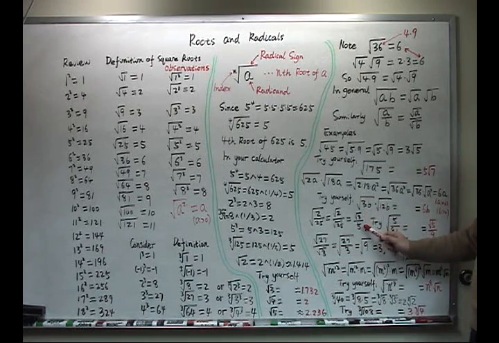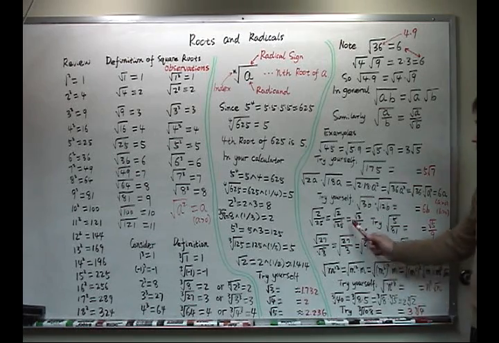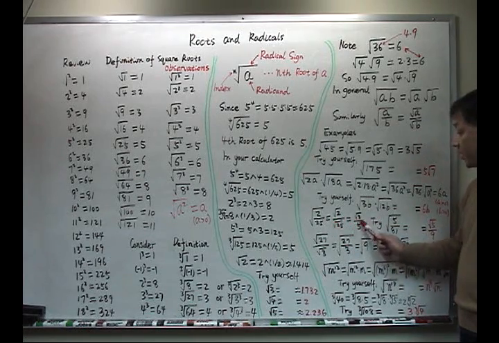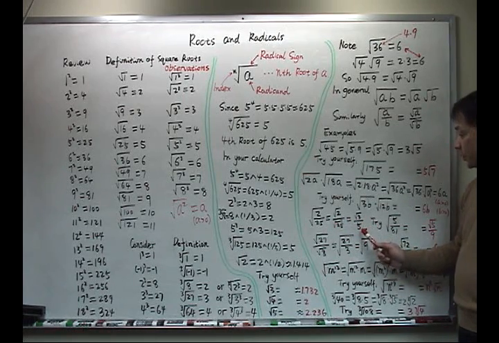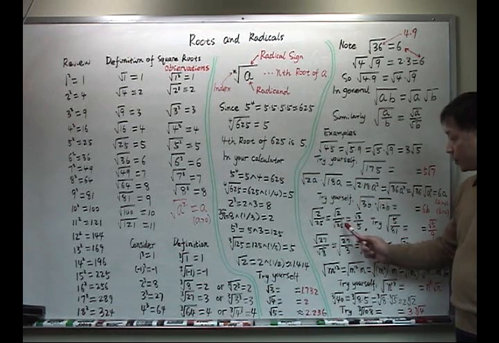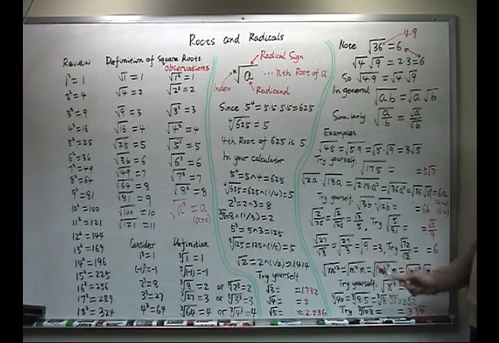Radical 5 over 5. In general, we don't want the denominator to have the radical sign, okay? And then we just want to delete the radical sign in a proper way. Okay, this thing is called rationalizing the denominator.